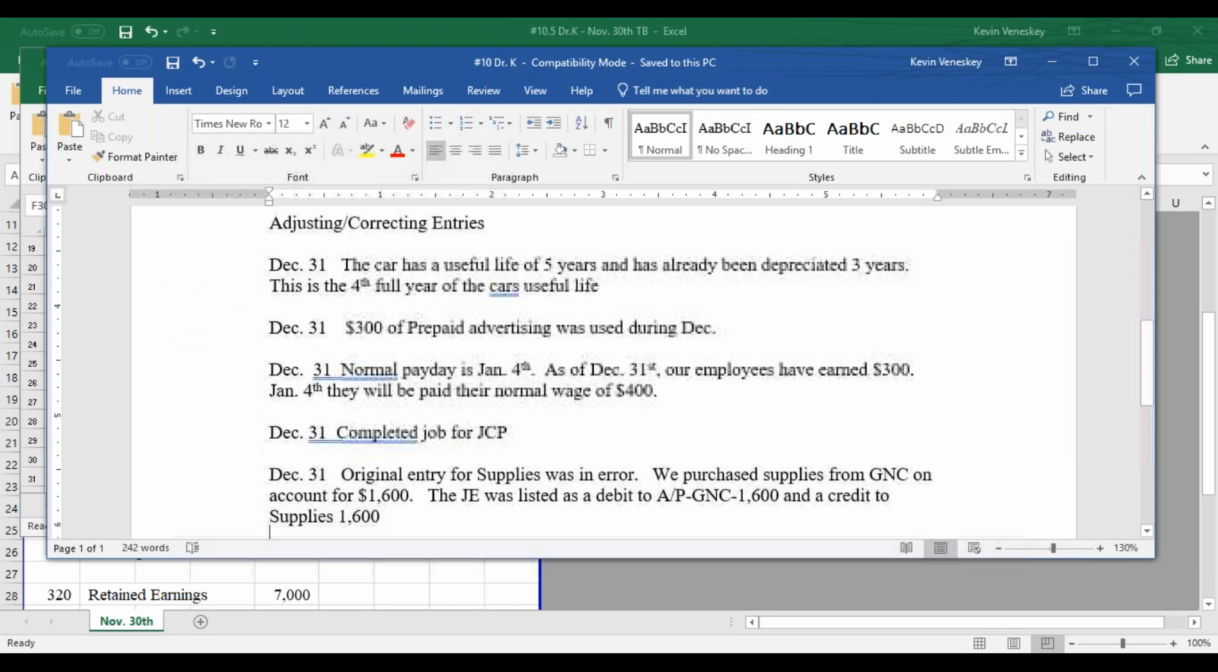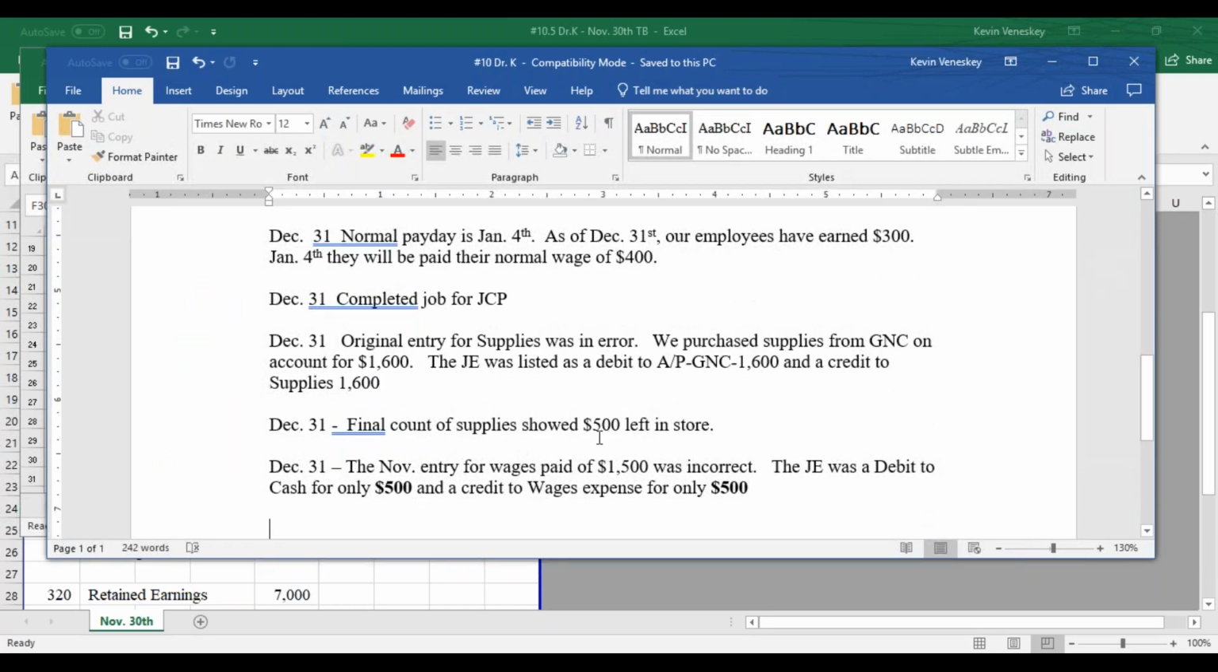Okay. Our 5th one deals with our first correcting entry. So the original entry for supplies was an error. We purchased supplies from GNC on account for $1,600. The journal entry was listed as a debit for $1,600 to AP and a credit to supplies for $1,600. So when I'm thinking of this, what was the real entry? It says we purchased supplies on account for $1,600. To me, they just got it backwards.